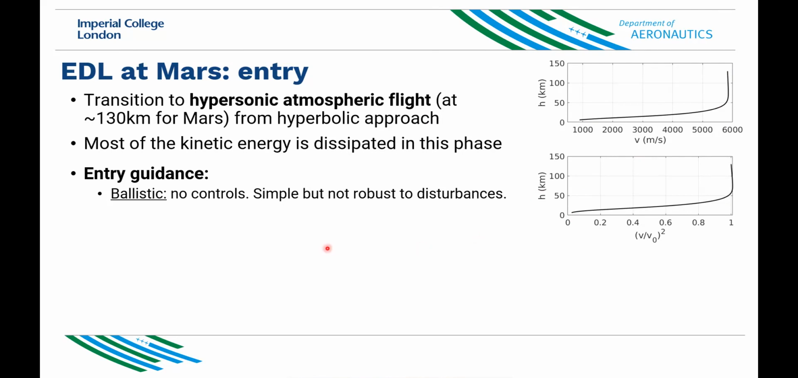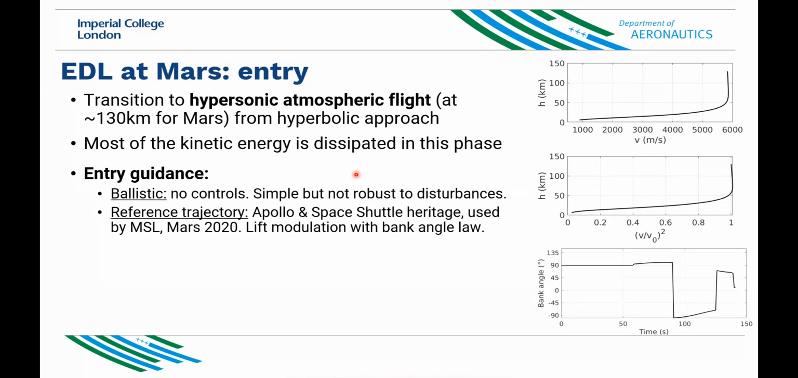As far as the guidance of the vehicle is concerned, several options have been used in past missions, of which the simplest is to just have a ballistic entry, which means that we do not apply any form of control to the vehicle during the entry. And of course, this is the simplest approach. However, it's not robust to perturbations, for instance, in the atmosphere.